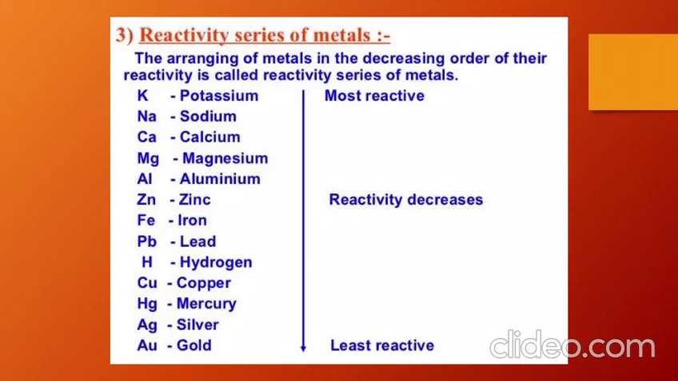And one more question arises: why are some metals more reactive than hydrogen while others are less reactive? Because metals which can lose electrons more easily than hydrogen are more reactive than hydrogen. Hence they can displace hydrogen from the acid. And the metals which can lose electrons less readily than hydrogen are less reactive than hydrogen. Hence they cannot displace hydrogen from the acid.